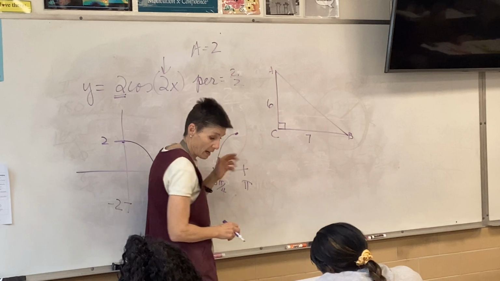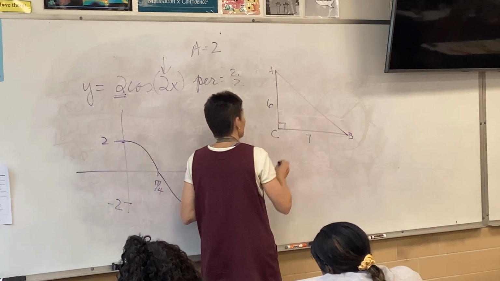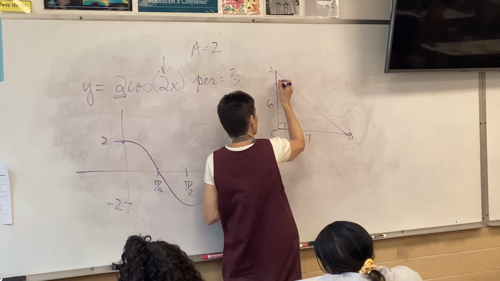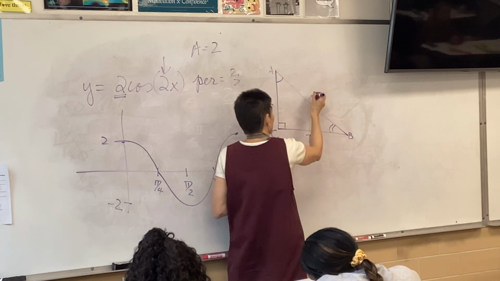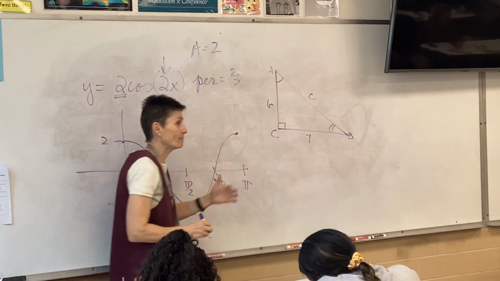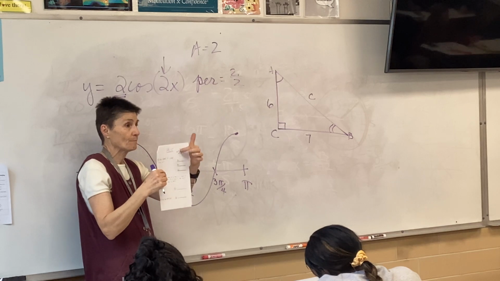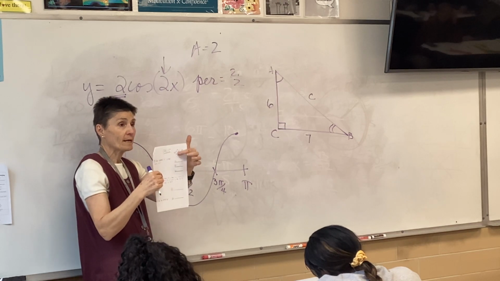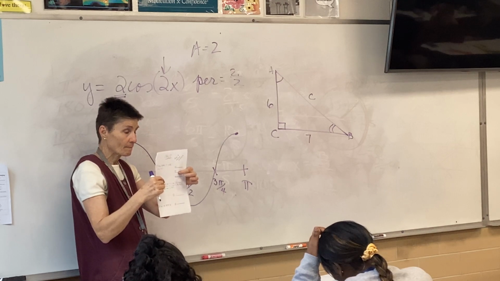Now your job is to find every missing piece. So you're going to find this angle, you're going to find this angle, and you're going to find this side. That's what solving a triangle means, and that's why I have those blanks written right there. So angle A, angle B, side C.